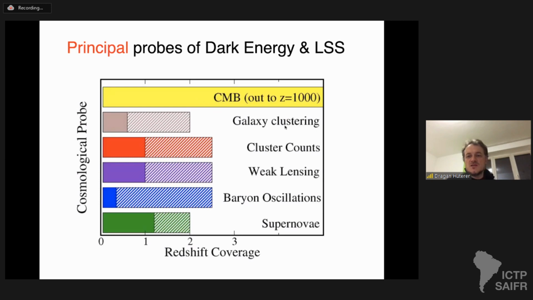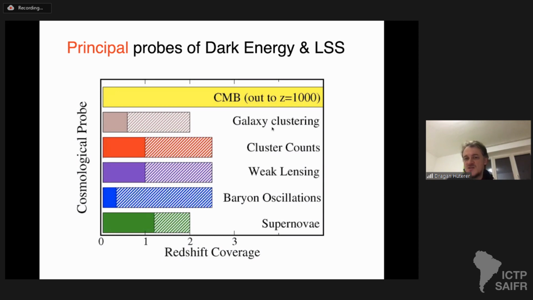Yeah, so some of the most important probes. This is a slide I made many years ago, but it shows roughly the redshift coverage at the present time and in the future, along with some of the key cosmological probes of dark energy and cosmology in general. So the cosmic microwave background is probably the most famous, the CMB anisotropies. Then you can count clusters of galaxies. That's something we'll do today in our numerical exercises.